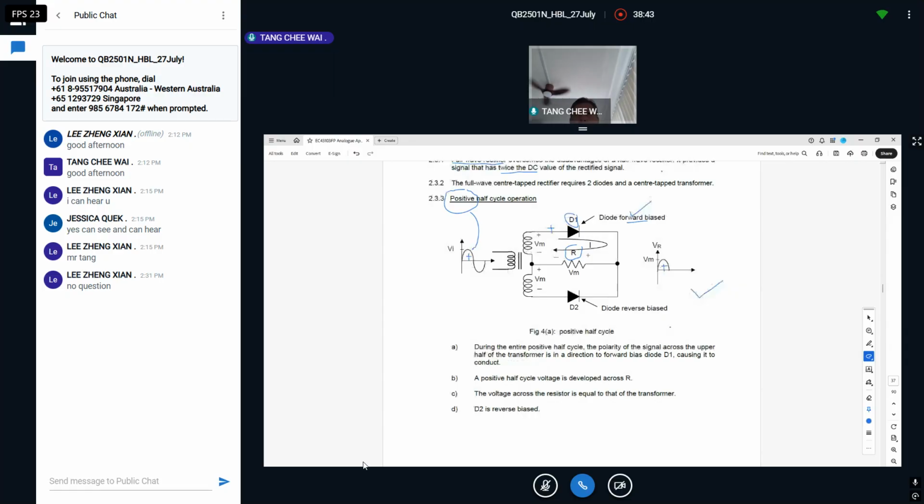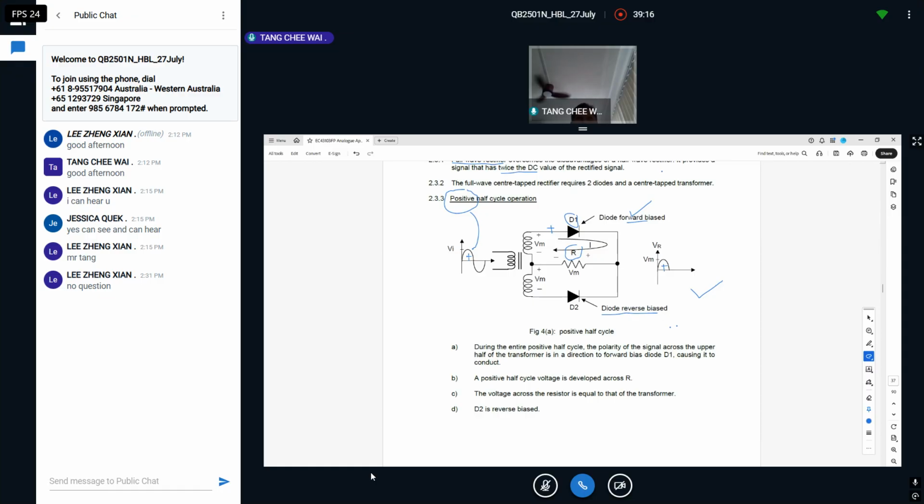Of course, when D1 is positive, so-called over here, and is forward biased, D2 is reverse biased. That means no current flowing through D2 at the moment for the first positive half. D1 forward bias, D2 reverse bias, they don't both conduct together. Take note. So D2 is open circuit.